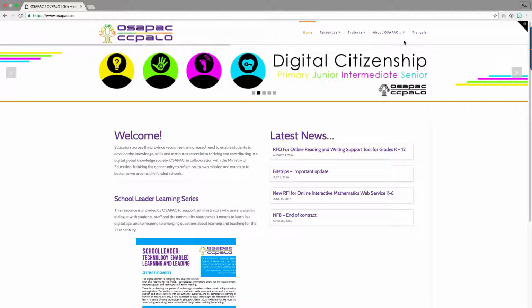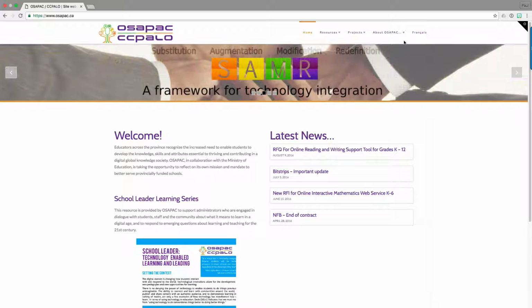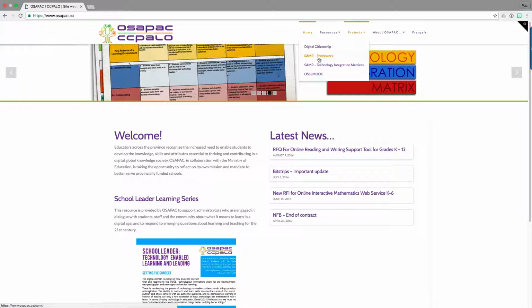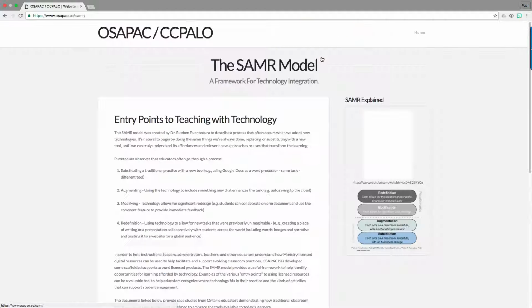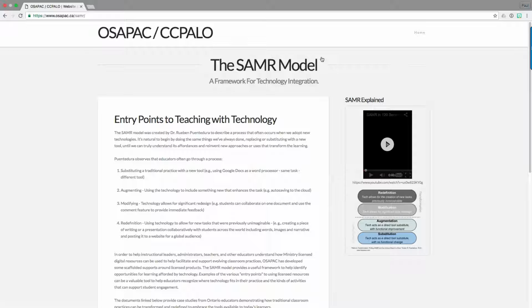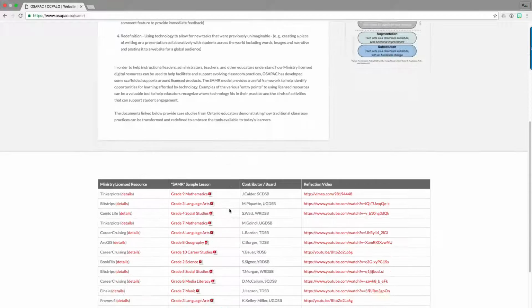The OSAPAC website contains a number of valuable and important resources to help support both classroom educators and school and system leaders in implementing the SAMR model. Under the Projects tab, you will see that there is a page entitled SAMR Framework. This page provides a brief overview of the SAMR model, including a video for further exploration.